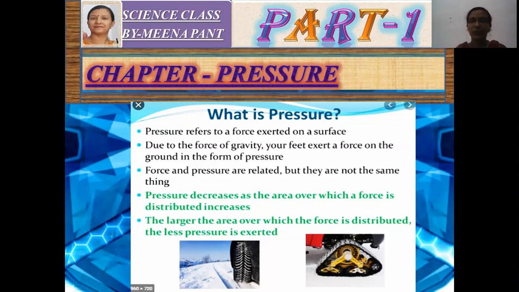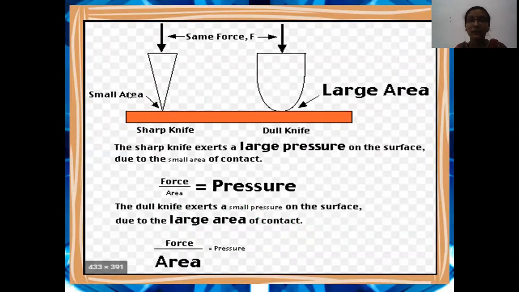Okay, students. Now the larger the area over which the force is distributed, the less the pressure. If the force is increased, pressure is also increased, but if the contact area in which the force is applied is smaller, it means the pressure will be greater. Now you can understand by this: here is a small area, and here it is a large area. Now the dull knife we have taken covers more area, and here the sharp knife covers a small area, as you have seen with the tip of the pen.